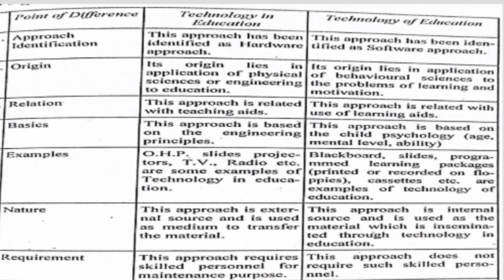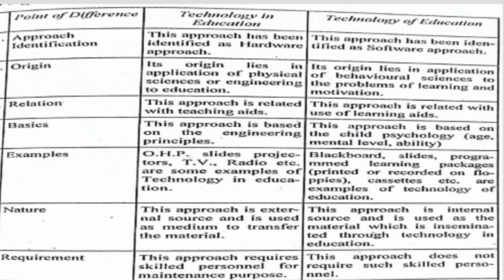If we talk about origin, it is related to engineering principles, and technology of education is related to behavioral sciences. Fourth point in difference is relation. This approach is related with teaching aids, and technology of education is related with learning aids. Basics: this approach is based on the engineering principles, and technology of education is related with child psychology. Some examples of technology in education are OHP, slides, projectors, TV, radio, etc. And some examples of technology of education are blackboard, whiteboard, slides, your learning packages or recorded videos, etc.